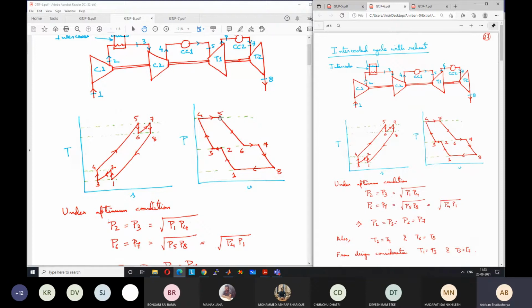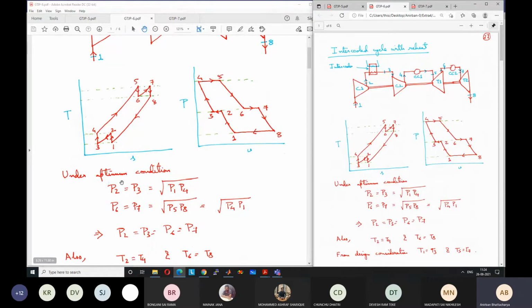5 to 6. These are not straight lines, although it looks like they are. This should actually be a curved line. 5 to 6 is the isentropic expansion. These isentropic compressions and expansions are curved lines in the PV diagram. So 5 to 6 is an isentropic expansion in the first turbine. 6 to 7 is the constant pressure heat addition in the second combustion chamber. 7 to 8 is the isentropic expansion in the second turbine.